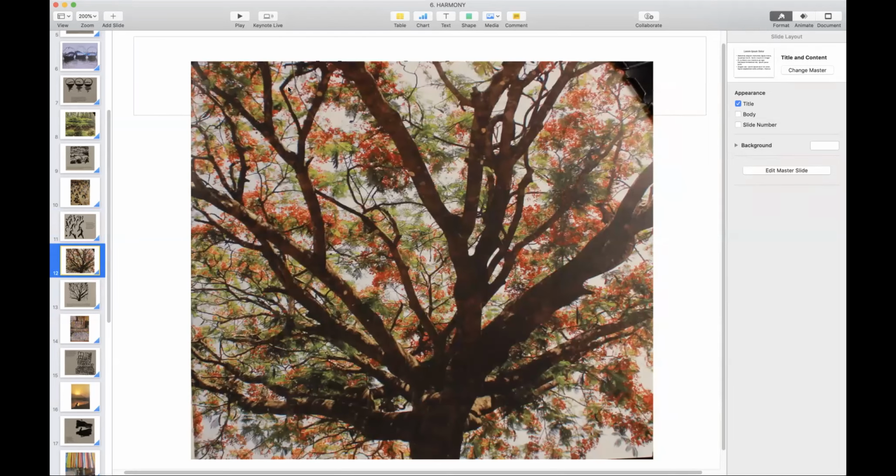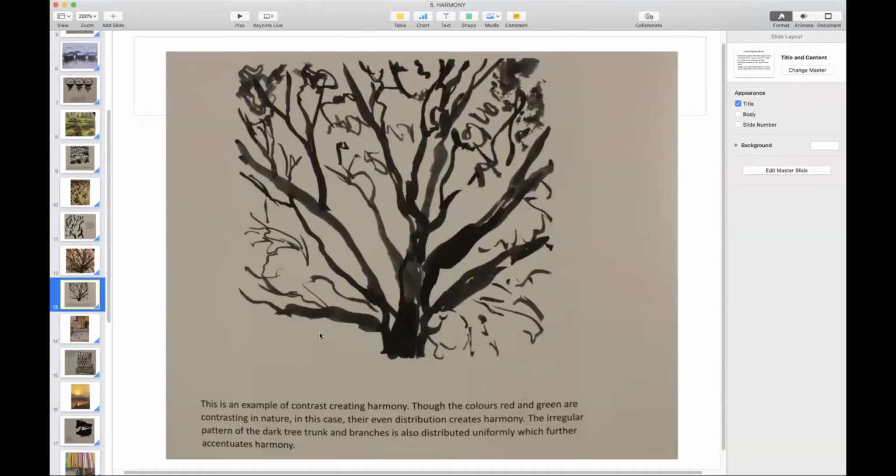Now this kind of tree become very colorful, and you can see in today's time when you go out you will find this flower blooming outside. Very often you will see. So this is a tree. Again, this is an example of contrast creating harmony. Through the color, red and green are contrasty in nature. In this case, their even distribution create harmony. The irregular pattern of the dark tree trunk and branches also distributed uniformly, which further accentuate harmony.